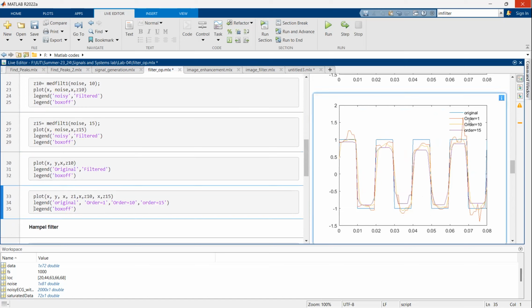Or what is the order? If the order is high, the signal becomes very low.